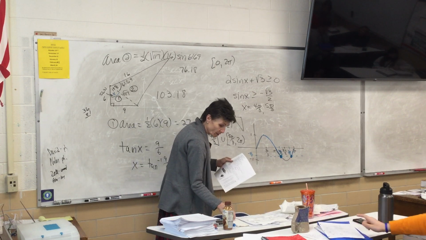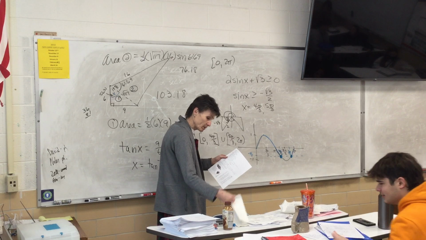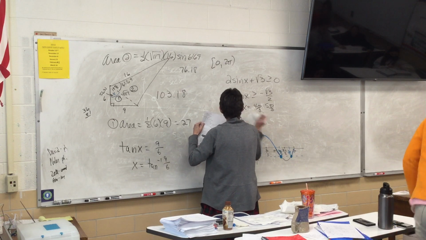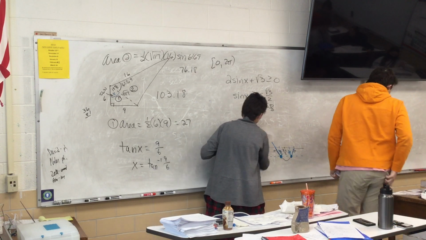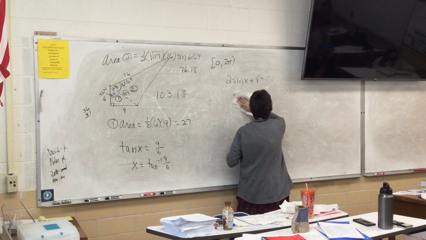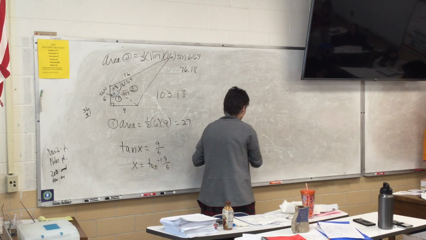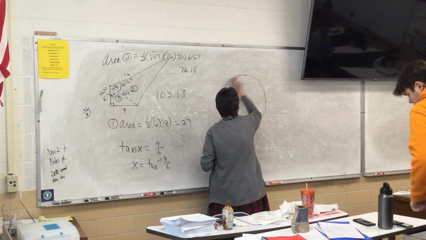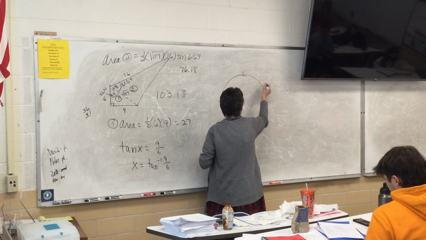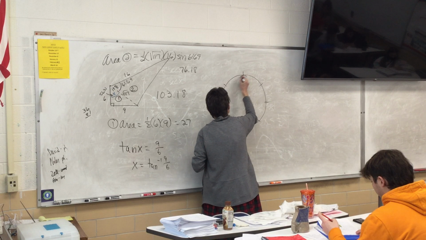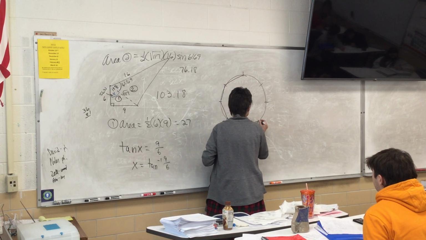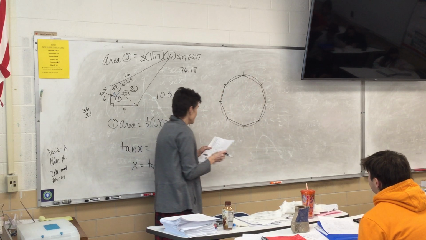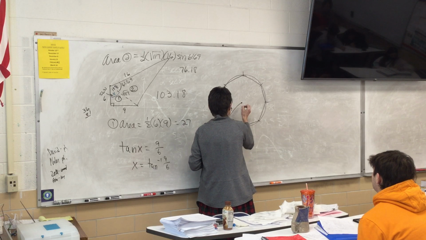Okay. This test, like all your tests, is part calculator, part not. So the ones that have stars by them are the calculator problems. So we've got a regular octagon. What's octagon mean? 8 sides, inscribed in a circle. So here's my octagon, inscribed in a circle. And the radius of the circle is 9.